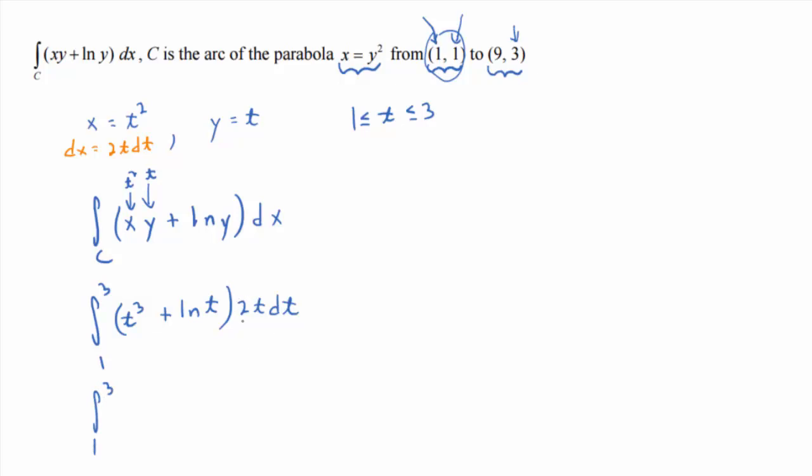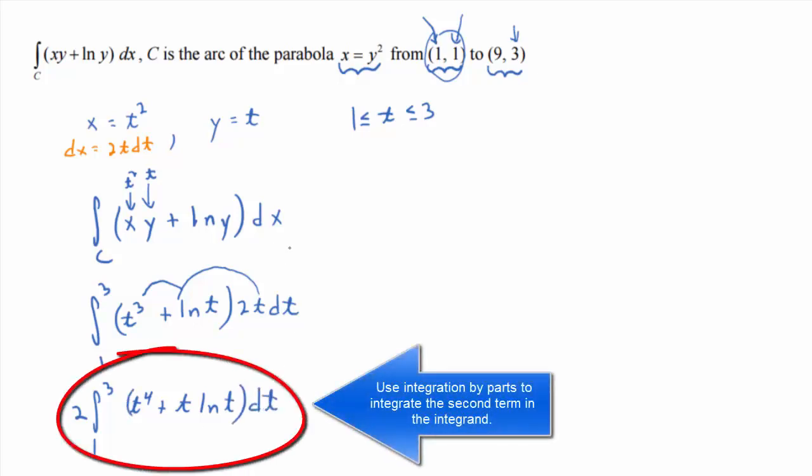Do I have to distribute the 2? No, I'm going to put the 2 on the outside. But I do need to distribute the t. So what do I get if I distribute t? t to the 4th plus t ln t dt. And that's your setup anyway.